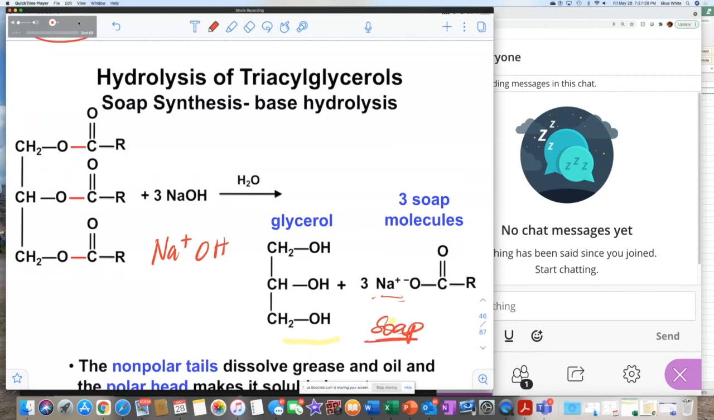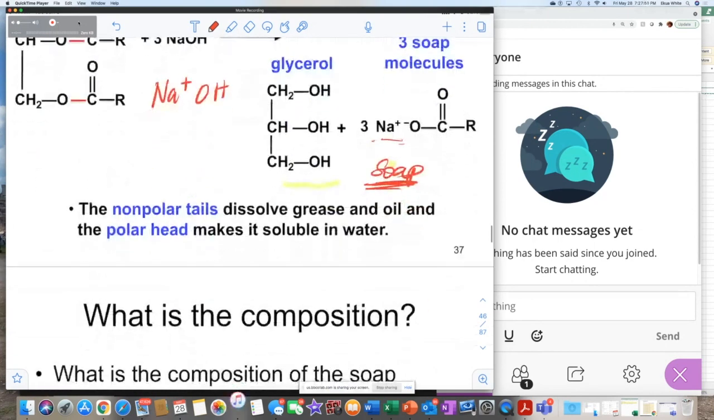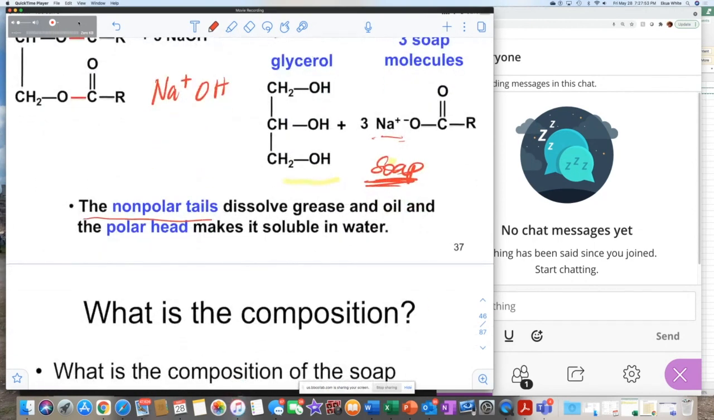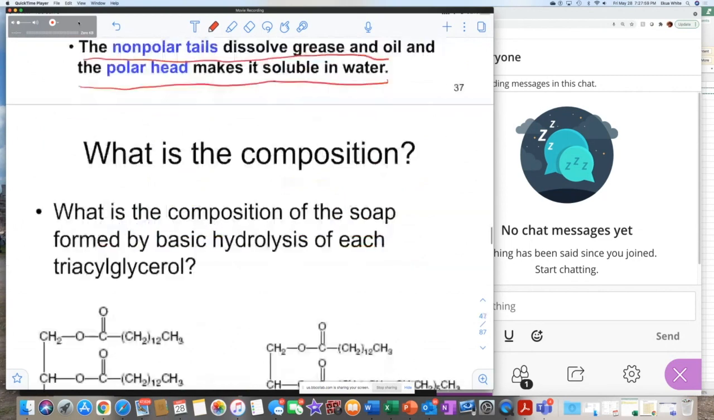Soap. You know how Bath and Body Works has all these flavored soaps and stuff like that? At some point, somewhere in their lab, there is someone who is making soap with all the oils and all the flavors and all the smells. But at the bottom level, you have soap. The non-polar tails dissolve grease and oil. Then the polar head makes the soap soluble in water so it can wash off your body.